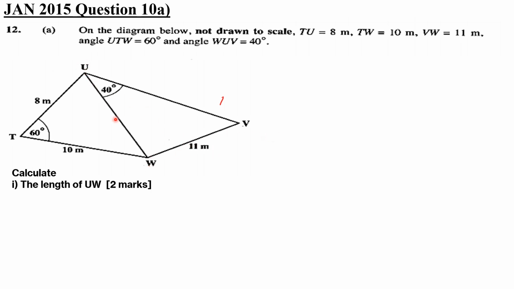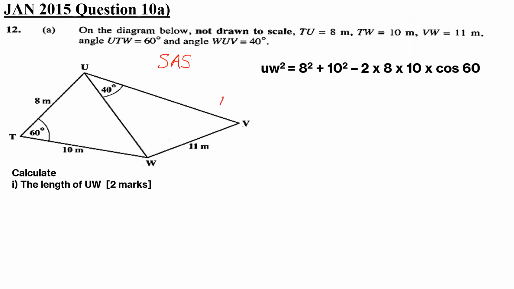So to find UW, first of all, these are not right angle triangles, so we know that we cannot use trig ratios, nor can we use Pythagoras' theorem. So we can only use the sine rule or the cosine rule. Now in this case, we have a side, an angle, and then a side. And once you see that, you know it's the cosine rule.